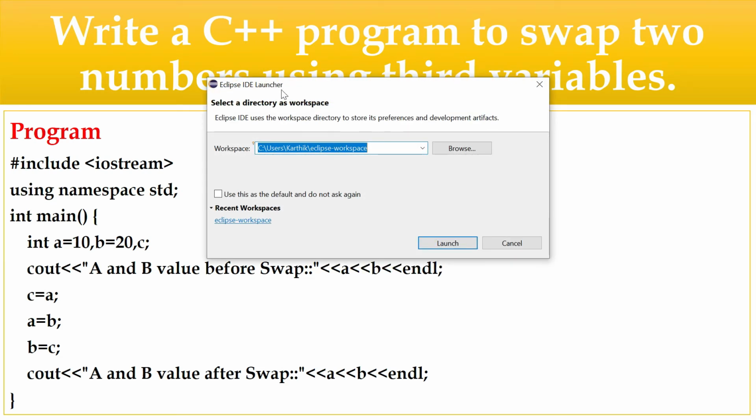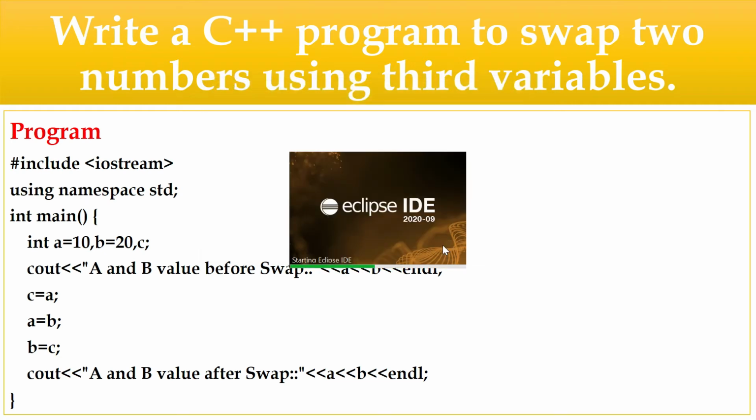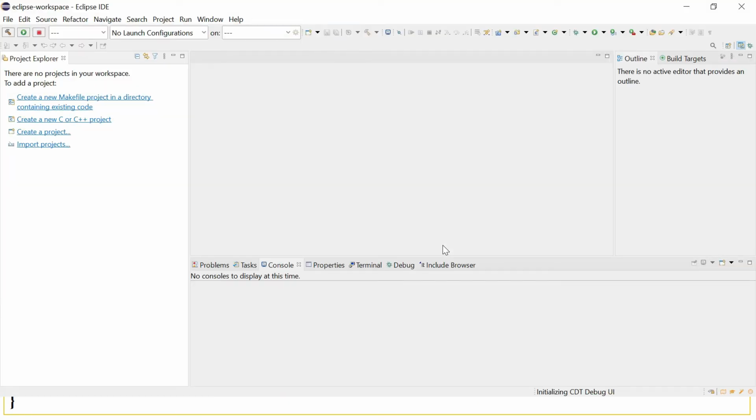So when you double click the icon, it will take you to the Eclipse IDE launcher where you can see the default workspace. If you wish to change the workspace, use the browse option. I'm going to use the default workspace and I'm going to hit launch in order to launch the Eclipse IDE, where IDE stands for Integrated Development Environment. So now it's an IDE where we are going to work.